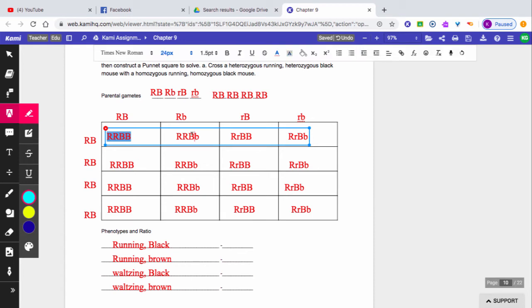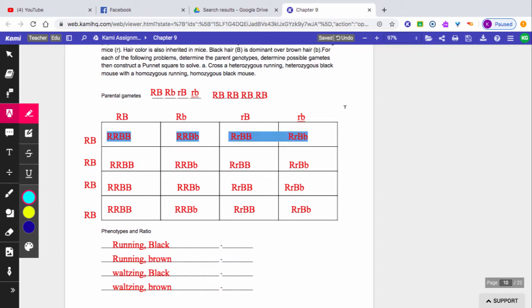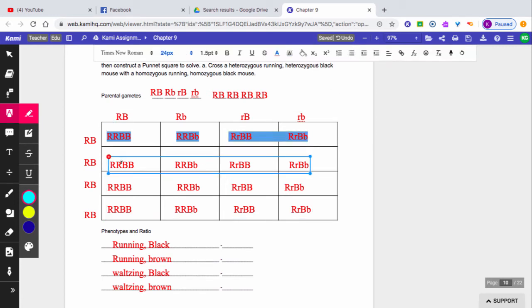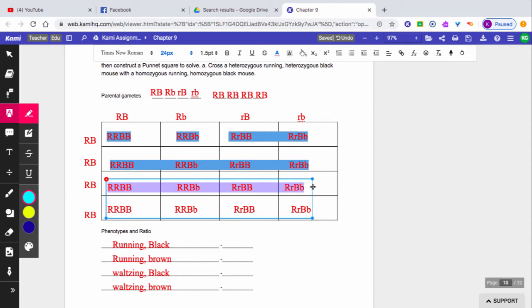All right, so I'm going to do all the running blacks in this color here. Probably not the most efficient way to do it, but get the idea. Those are all supposed to be the same color. Okay, these are all going to be running black. These look like they're all running black. And then these look like they're all running black.